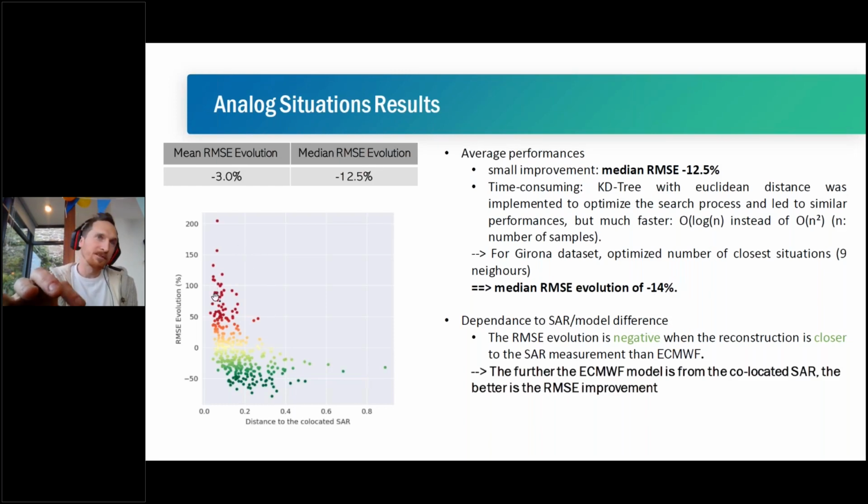And we can also see the evolution of this parameter, the root mean square error evolution, with the distance to the collocated SAR. The color is just the y-axis. But as the distance increases between the SAR and the ECMWF situation, we can see that the reconstruction is really bringing some additional information, up to 70% in some cases.